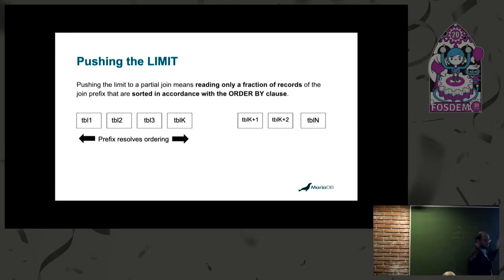Now how the limit is pushed is we try to find a join prefix that can resolve the order by clause. That's the prime condition, that you can sort the prefix with the order by clause, and then you can just push the limit. So inside the join planner code, we apply the sort operation here, and then we push the limit.